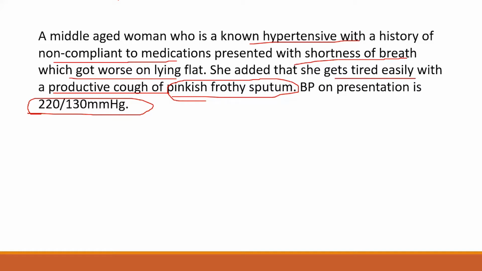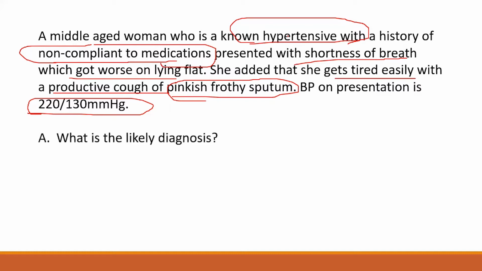So you ask yourself, what can cause pulmonary edema when it's a problem with the heart? And they've told you that this person is hypertensive. Like I've been saying, if they give you a question and tell you the history or a chronic illness, start looking out for the possible complications this might lead to. And to top it off, this person is even non-compliant to medication. So definitely, whatever is happening here is the result of uncontrolled hypertension. All right, guys, let's move on.